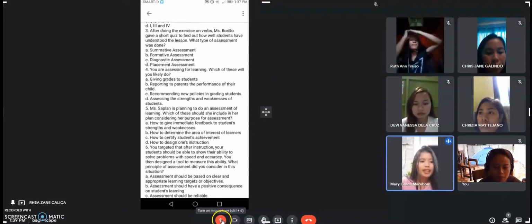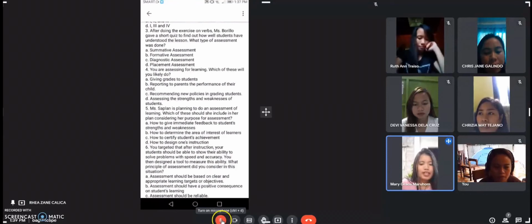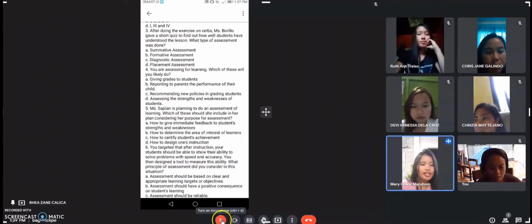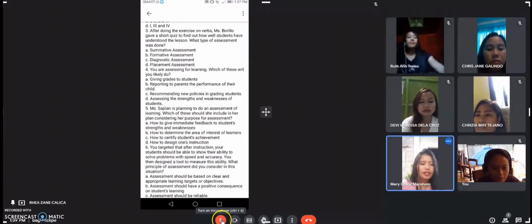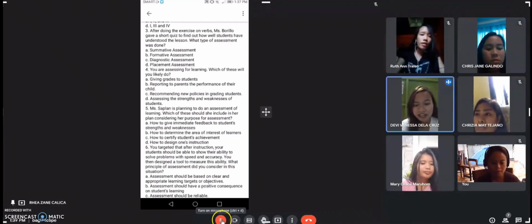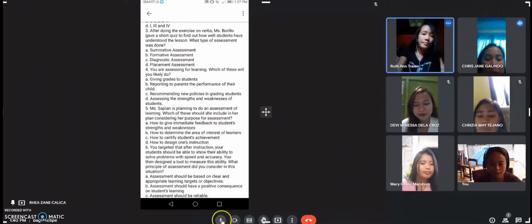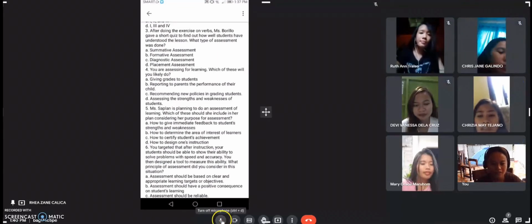Question number 5. Lisa Plan is planning to do an assessment of learning. Which of these should she include in her plan considering her purpose for assessment? A. How to give immediate feedback to students' strengths and weaknesses. B. How to determine the area of interest of learners. C. How to certify student achievement. And D. How to design one's instruction. Para sa inyo guys, may saktuan nga answer. Letter A.